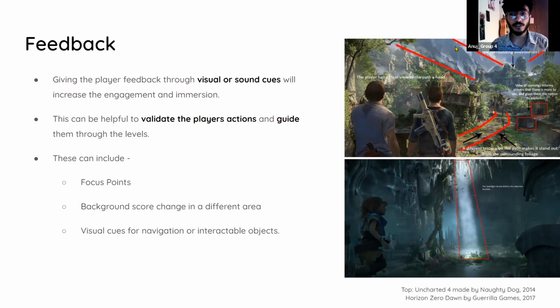And these can include focus points, and you can change the background music when you go to different zones, or you can have visual cues like in the pictures of Uncharted 4 and Horizon Zero Dawn, where you use these visual cues to direct them to where they want to go, and use objects which were in the game before, and now you're using that to guide them, right?